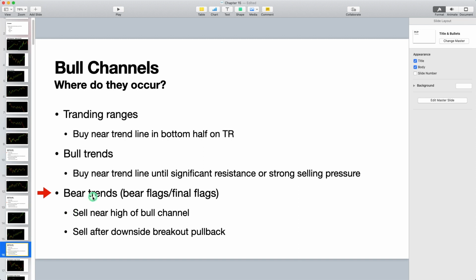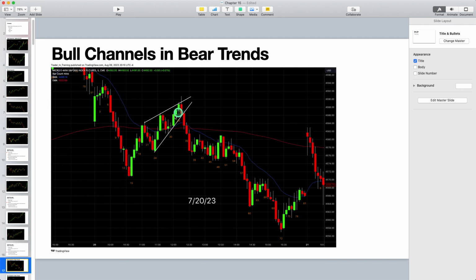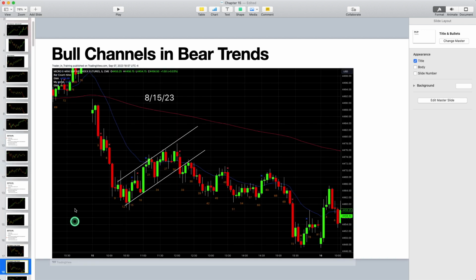Finally, you can have bull channels in bear trends, and those are typically bear flags or final flags. So here we have a spike in channel in a bear trend, and this is a wedge channel. And so here we break it, we test the bottom of the channel, and then we get trend resumption down. Here we have another bull channel in a bear trend, probably a bear flag. We got a breakout, pull back to the moving average, and then trend resumption down.